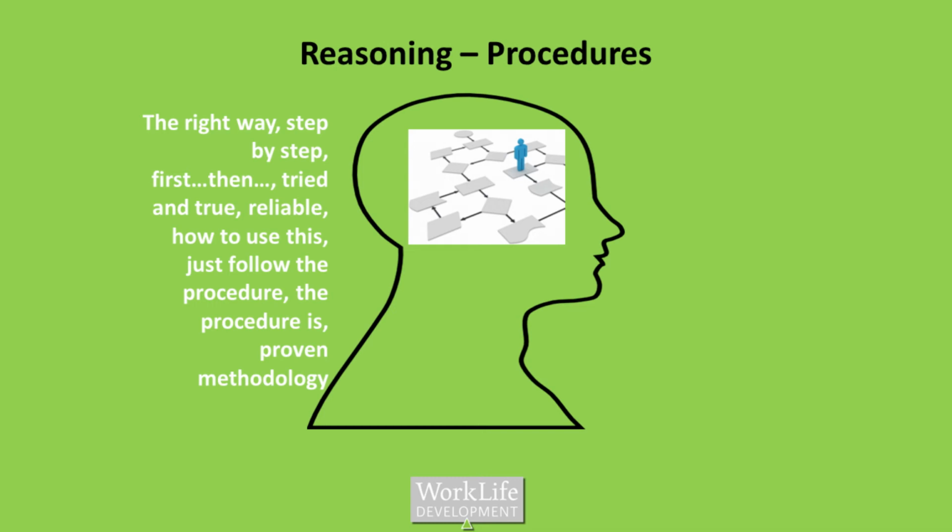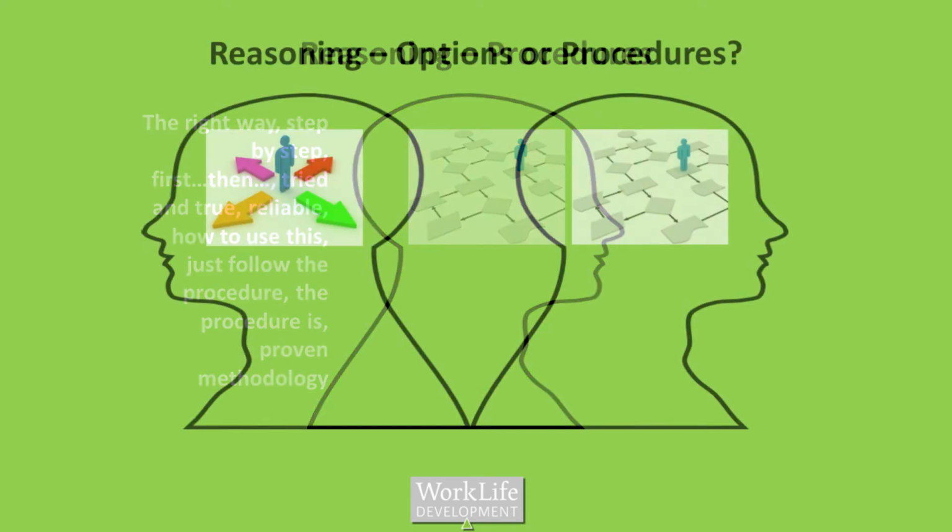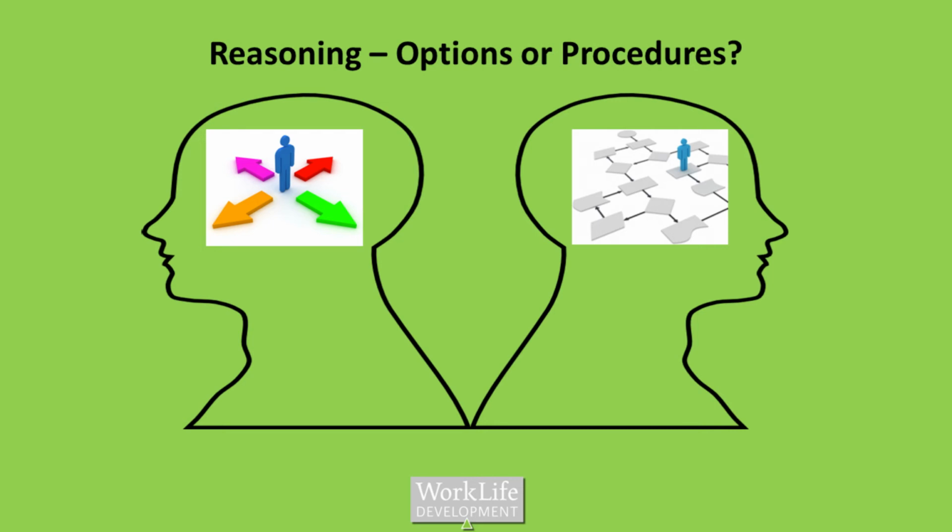The influencing language for procedures people is things like the right way, step by step, first and then, tried and true, reliable, how to use this, just follow the procedure. The procedure is the proven methodology, etc. I think it's very helpful to know if someone prefers options or procedures and where they sit on that scale. Because if you're with an options person, you should expect that they're going to choose to do things their way, if they can. So the focus with them needs to be on what they want or what they're trying to avoid. Where following a procedure is strictly necessary, it needs to be seen as the best option.